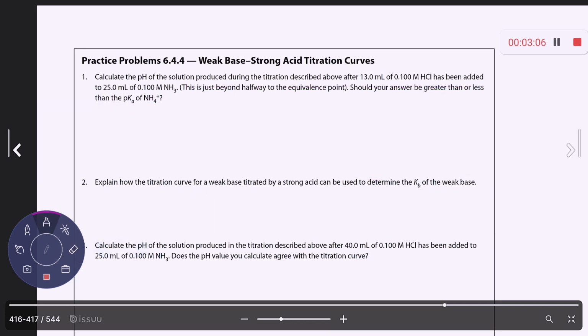They want us to calculate the pH of a solution. We're doing a titration with a strong acid and a weak base. And they want to know if the answer would be greater than or less than the pKa of the ammonium ion. Okay, so I'm going to take my strong acid, and it's 0.1 molar. We're going to multiply that by 0.013 liters. Divide it by the volume of the solution. So 25 and 13 is 38. So 0.038 liters of solution.